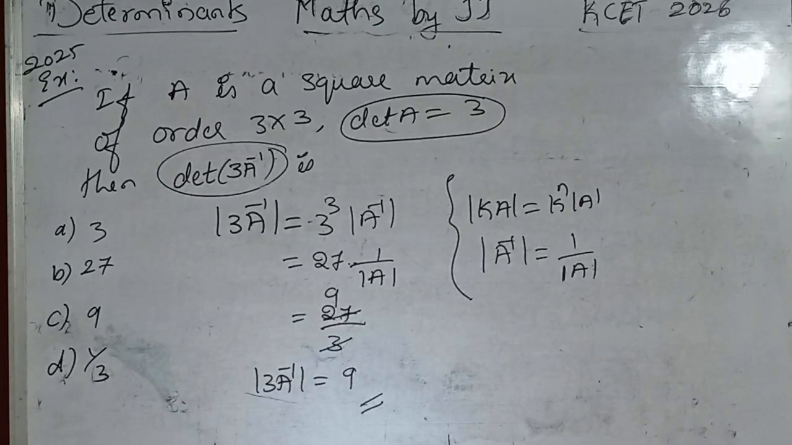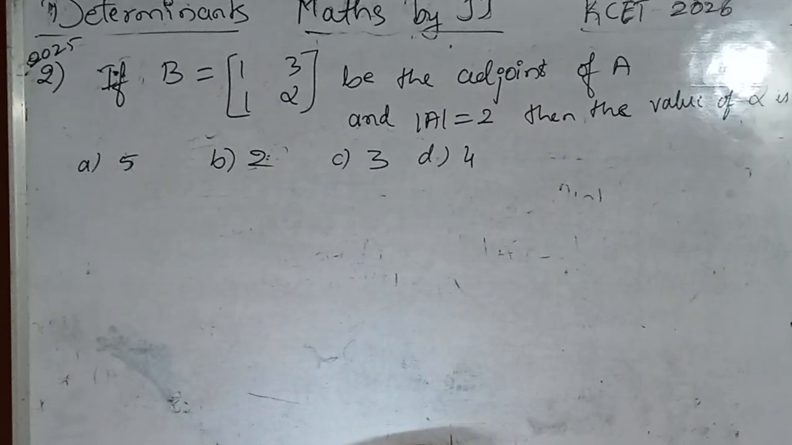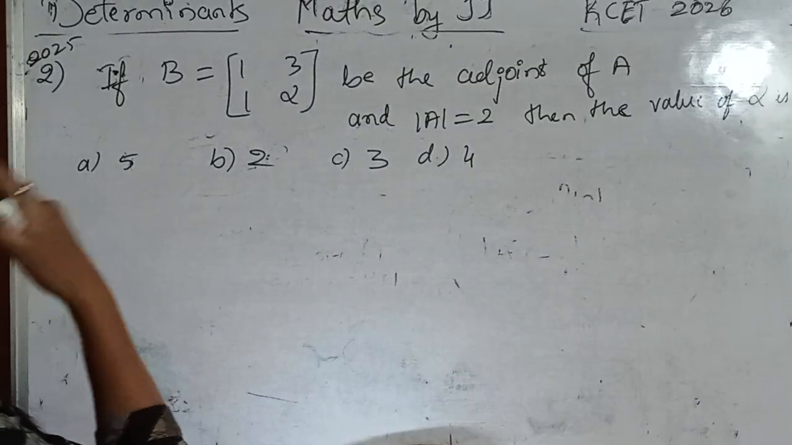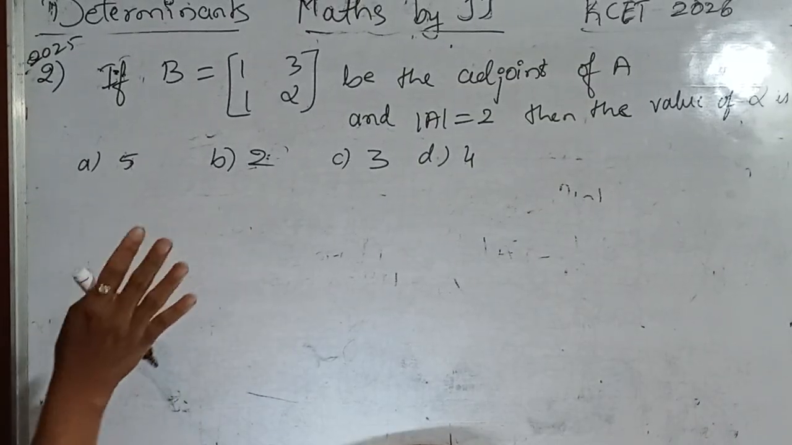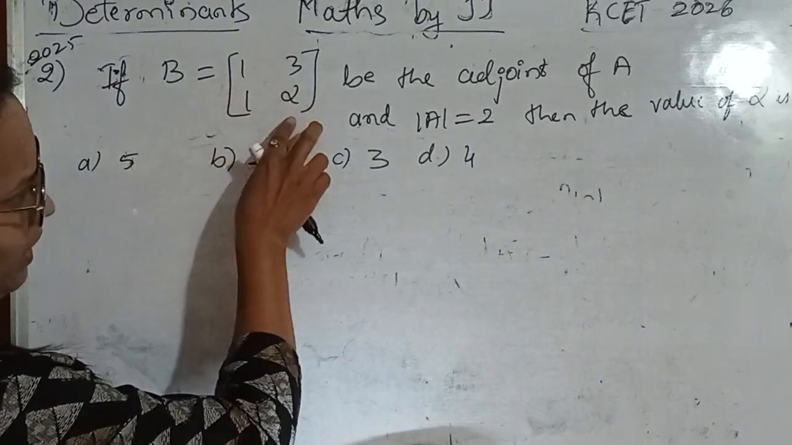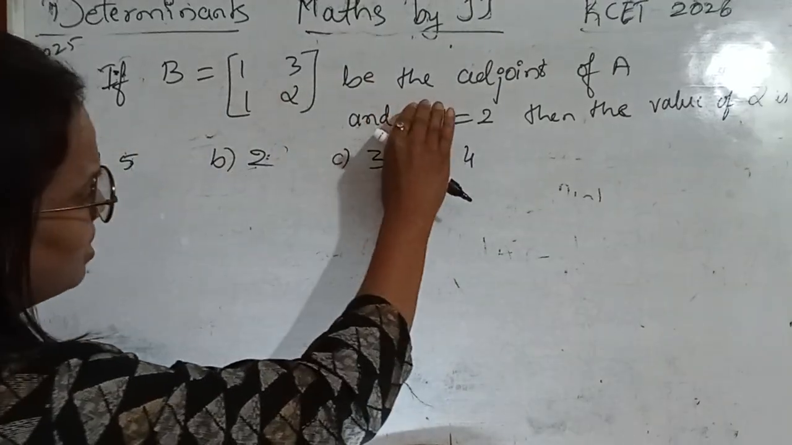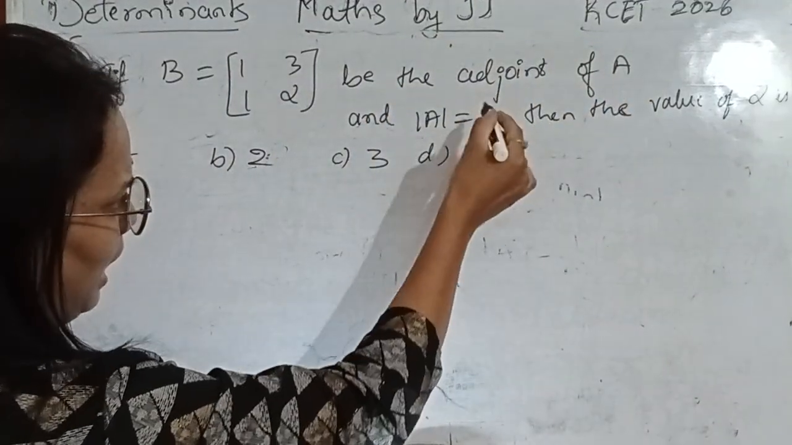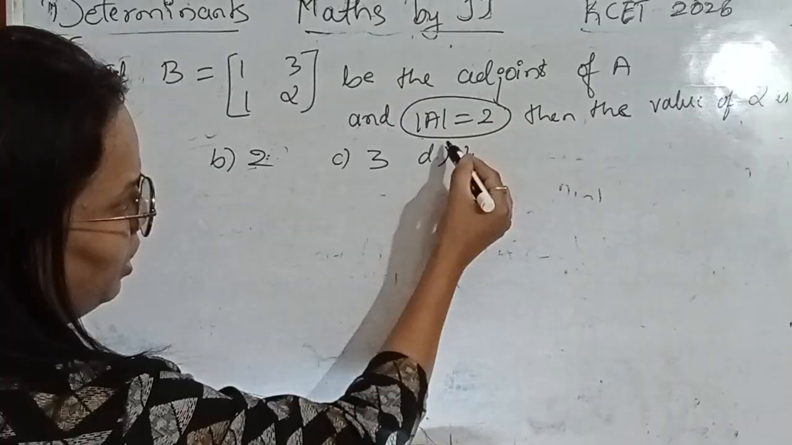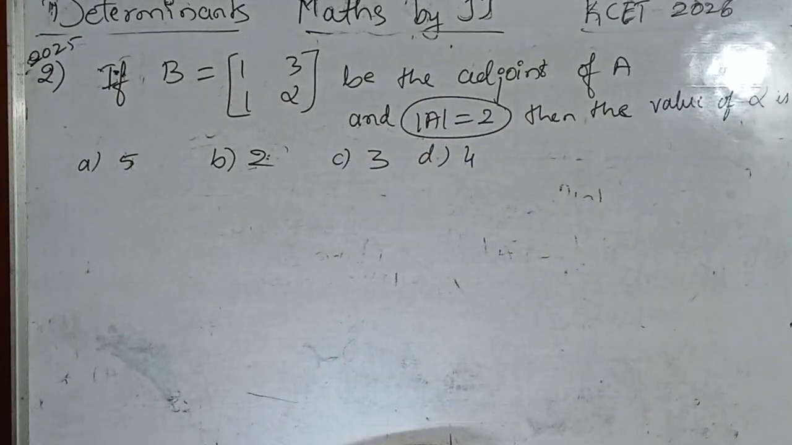Okay, let's go with the next question, students. Note this down. This was also asked in the year 2025. See how they have twisted the question. It is very simple. B is the matrix 1 3 1 alpha, which they have given as the adjoint of A, and at the same time they have given the determinant of A is equal to 2. Then we need to calculate the value of alpha.